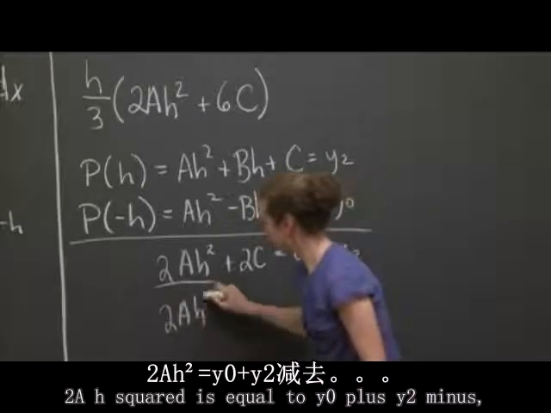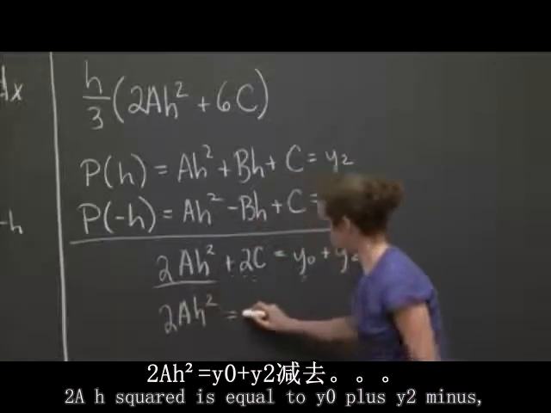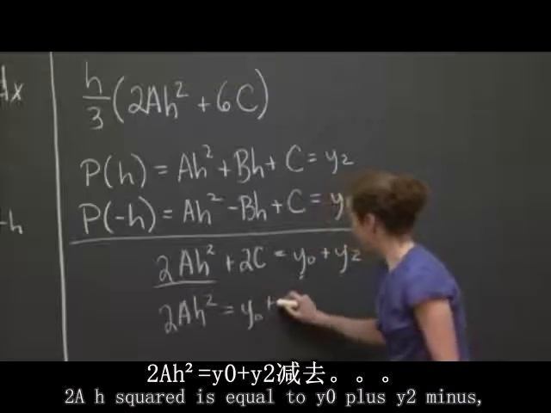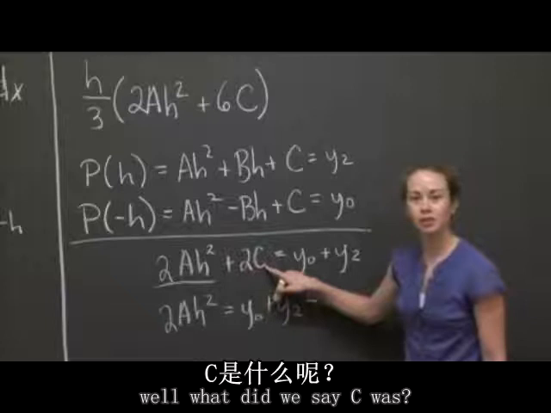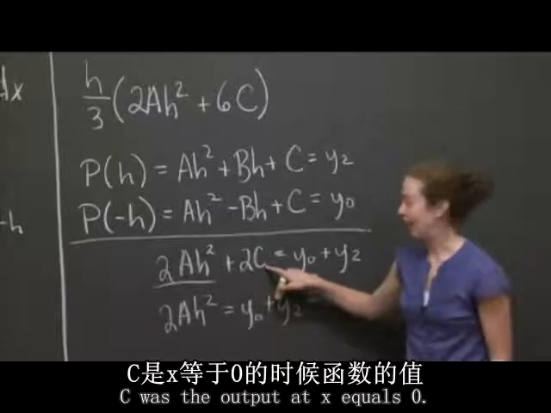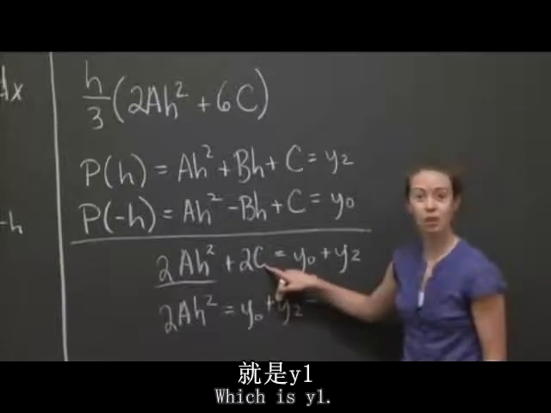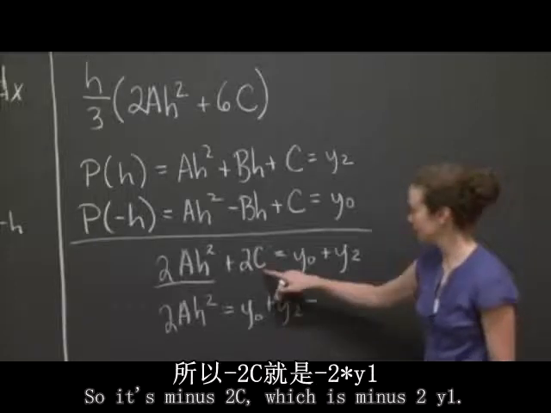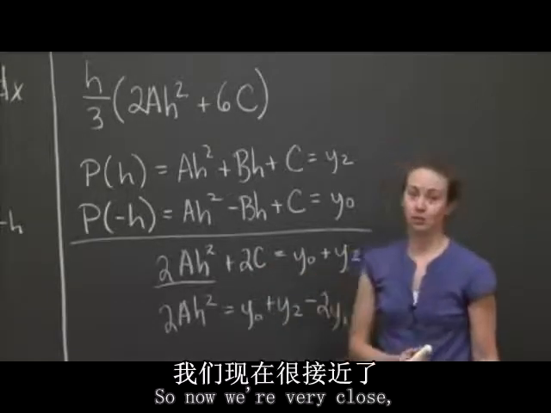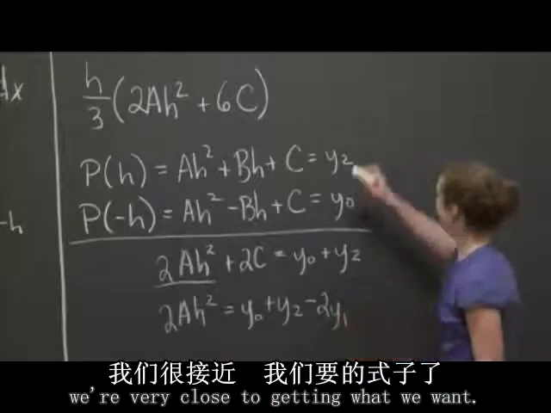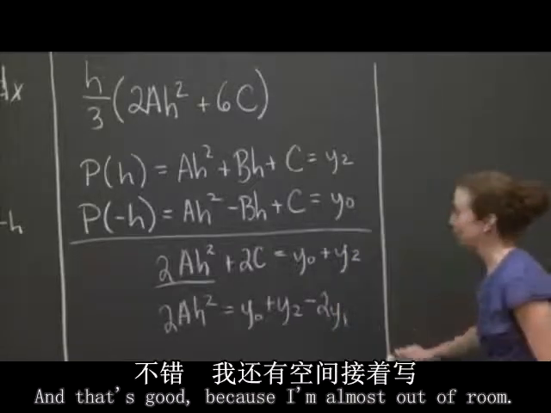2ah squared is equal to y0 plus y2 minus, well, what did we say c was? c was the output at x equals 0, which is y1. So it's minus 2c, which is minus 2y1. So now we're very close. We're very close to getting what we want. And that's good, because I'm almost out of room.